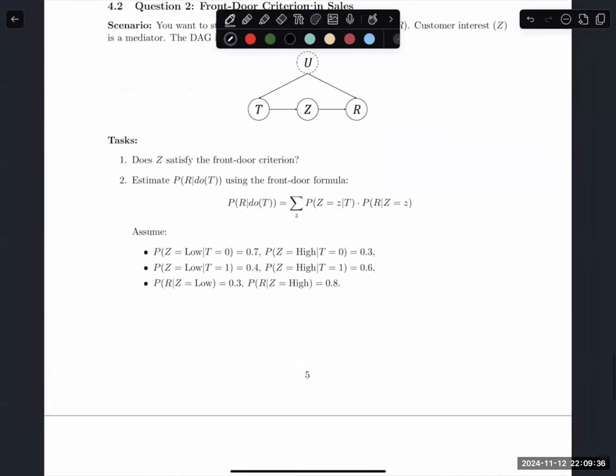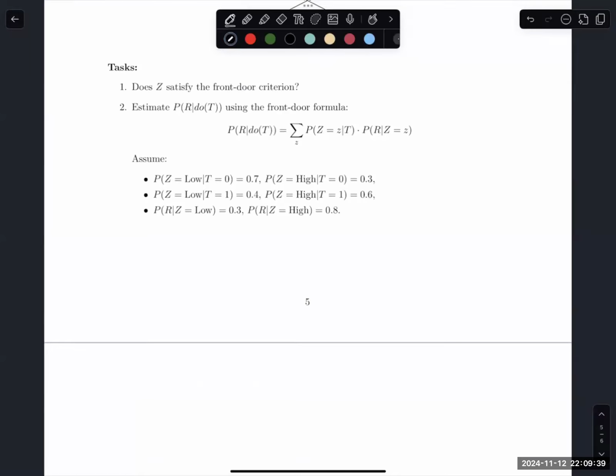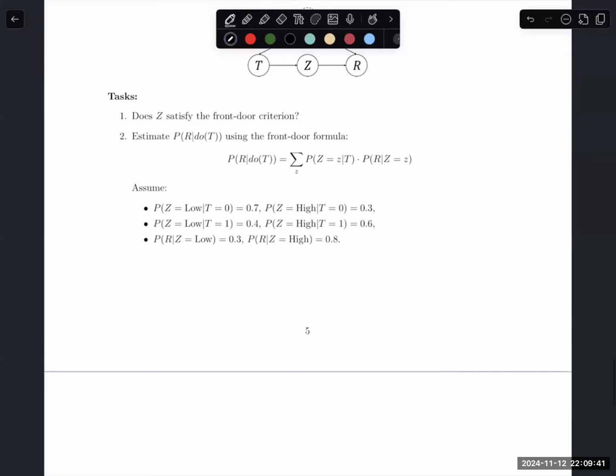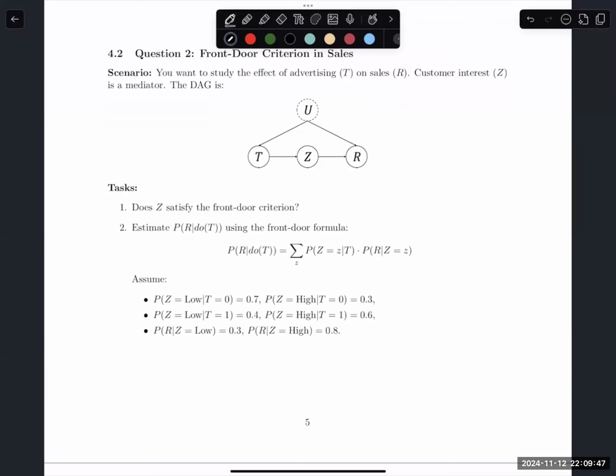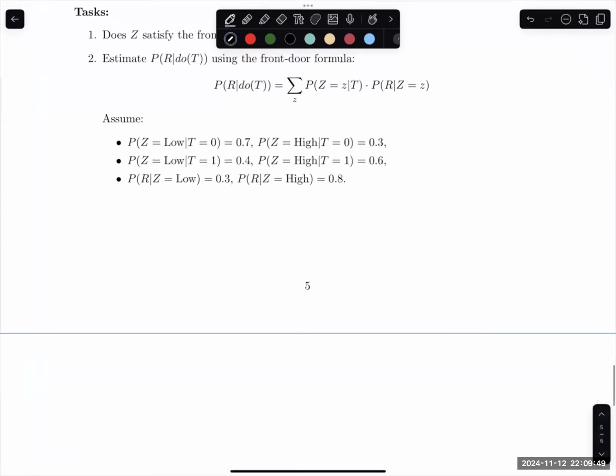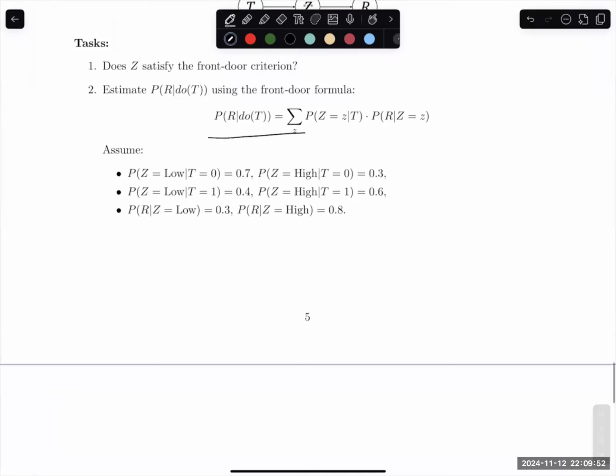And we need to do the second task, which is calculating the conditional probability of the sales. By using the frontdoor criterion, we are given this formula, which is a simplified version of the full frontdoor adjustment formula. Instead of summing over all possible treatments, we directly use the relationship between the advertising, customer interest, and the sales to make our calculation more straightforward.